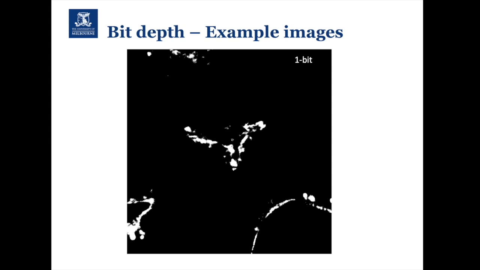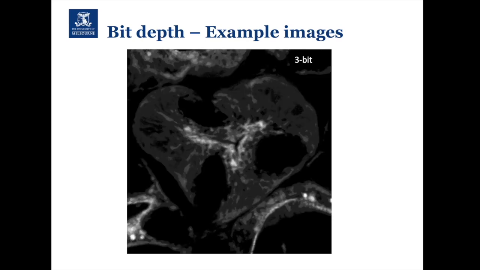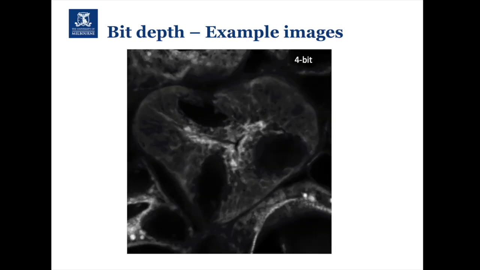Another example of this I thought we could use is to take an actual microscope image and present that as a 1-bit image, so either 0 intensity or maximum intensity, a 2-bit image, a 3-bit image, and a 4-bit image, and then finally an 8-bit image. And you can see at each of these steps we're seeing more and more information.